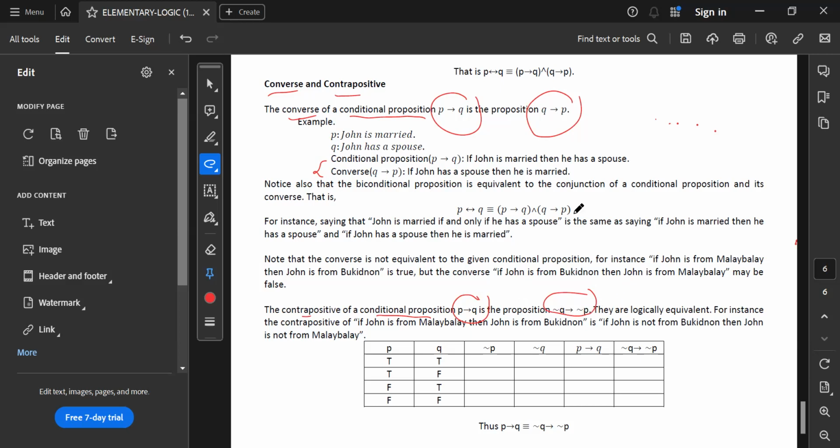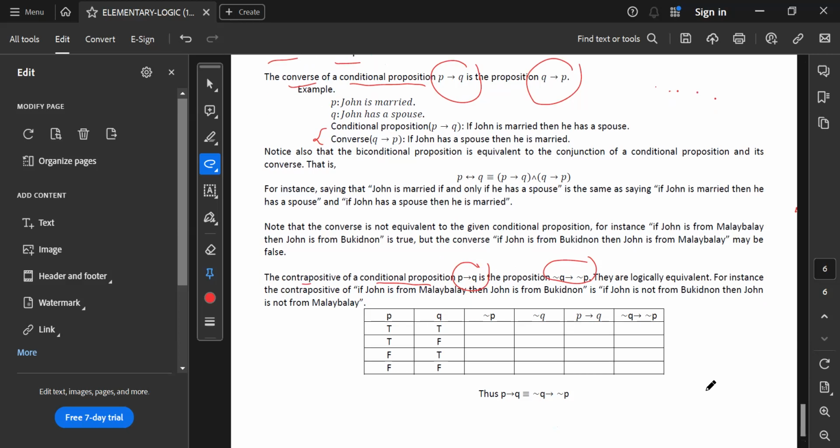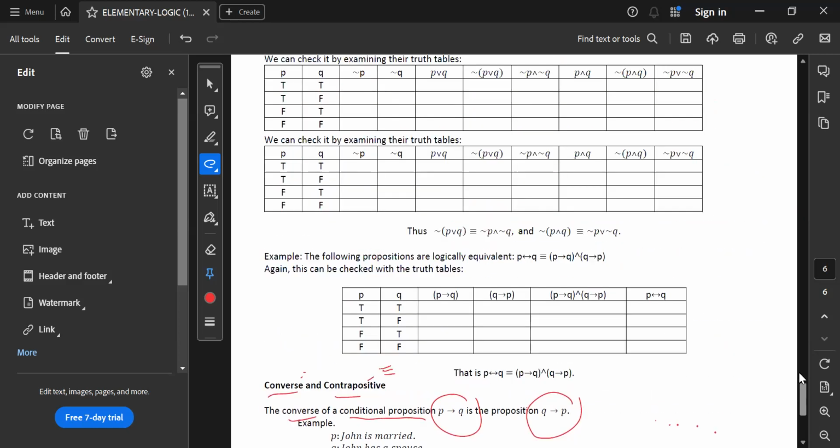And then, si contrapositive kay logically equivalent siya. So, si converse, not necessarily, depende ra sa statement. So that's all for this lesson.